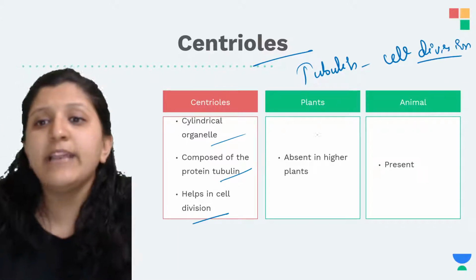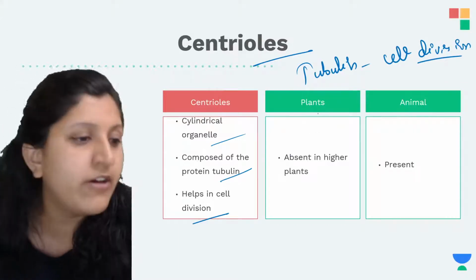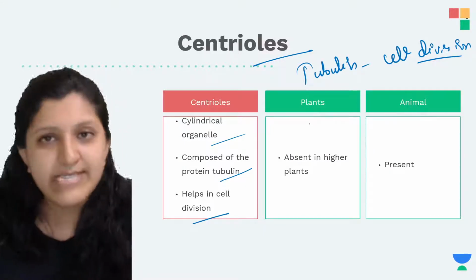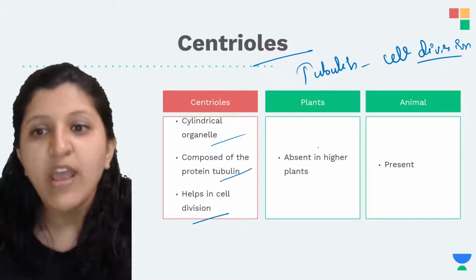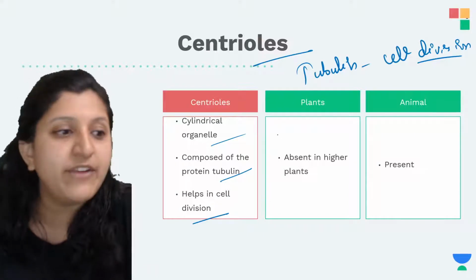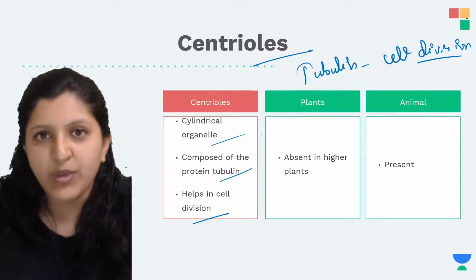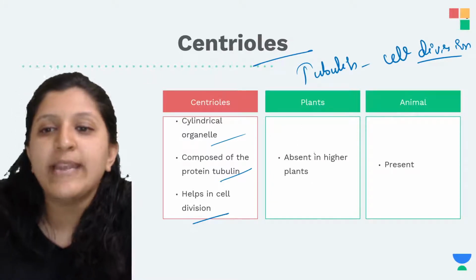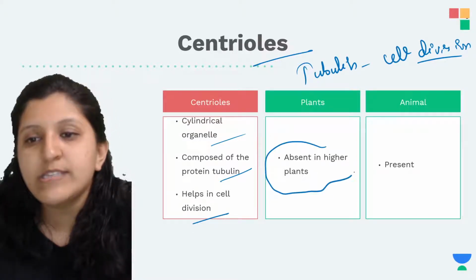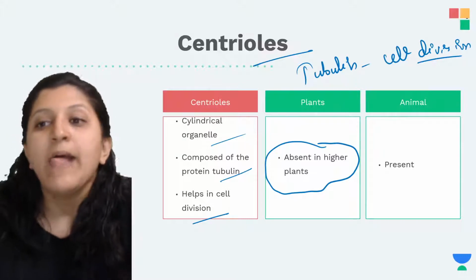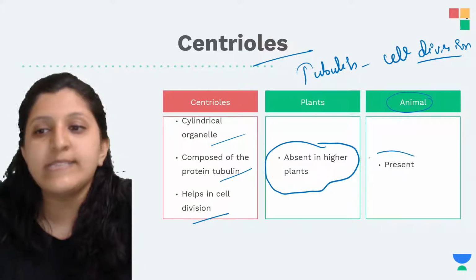Plants usually do not have centrioles or a centrosome. So what will be there? Cell plate formation can be seen, and there is a division of the cell. With respect to that, this is absent in higher plants, but in case of animals it is present.